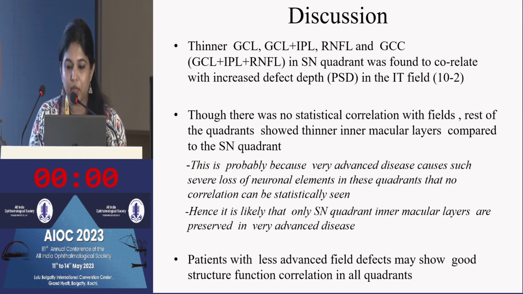As we know, the nasal fibers are probably the last to be lost in glaucoma, and the supranasal quadrant has shown good correlation with the corresponding visual field in our patients with advanced field defect. Similar correlation was probably not found in the infranasal and other quadrants of the macular region because there was more thinning than the supranasal region seen in other macular layers. This is probably because the very advanced disease caused severe loss of neuronal elements in these quadrants, and no correlation can be statistically seen. So it is likely that only the supranasal quadrant inner macular layers are preserved in very advanced disease, and patients with less advanced field defects may show good structure-function correlation in all other quadrants.